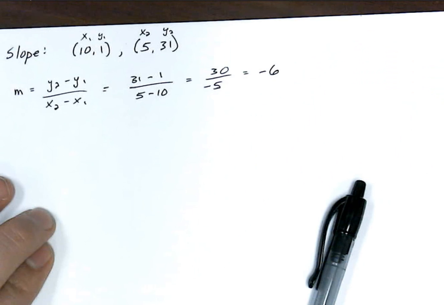So every time you go to the right, so this is rise over run. So when x goes up 1 unit, y will go down, will decrease by 6 units. Okay. So always put in an inflection point.